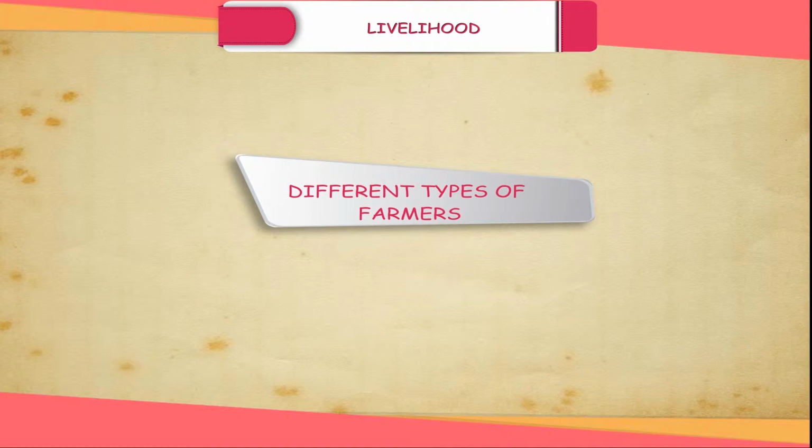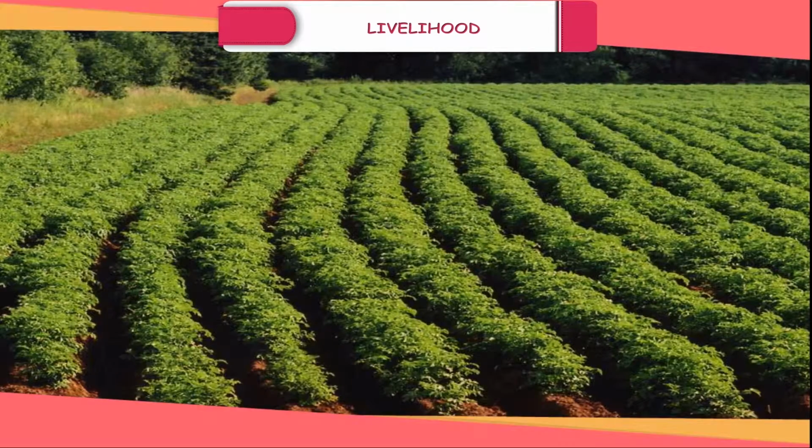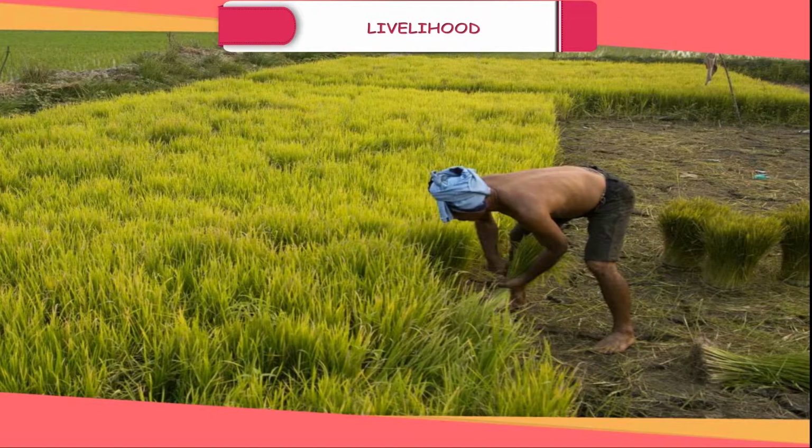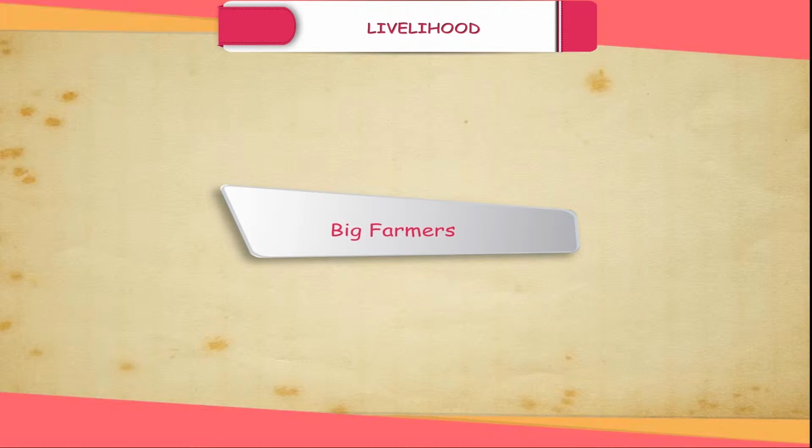Different types of farmers. On the basis of the size of land holding, farmers are classified into 4 types. 1. Big farmers. 2. Medium farmers. 3. Small farmers. 4. Landless farmers.